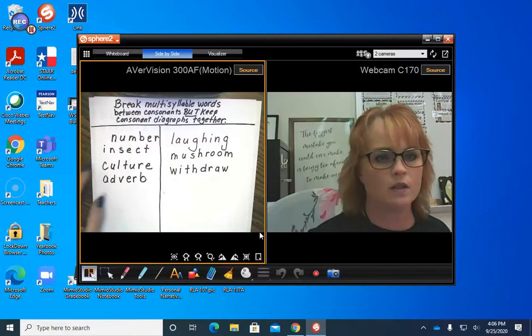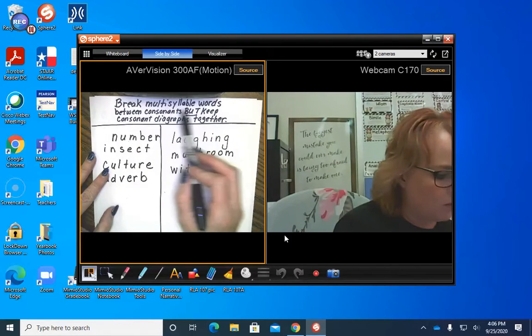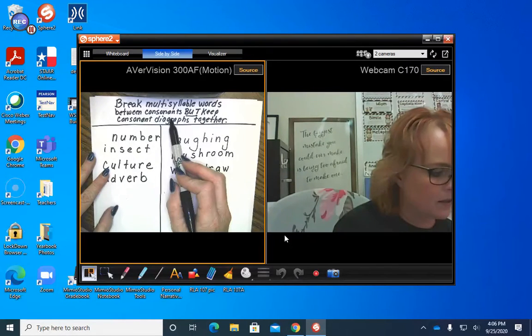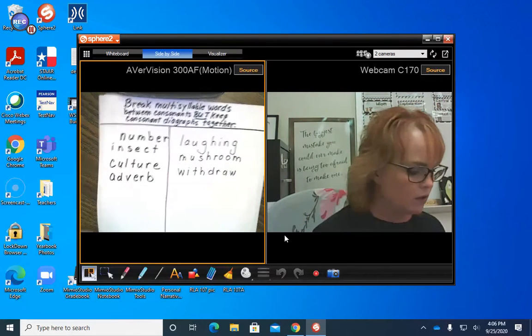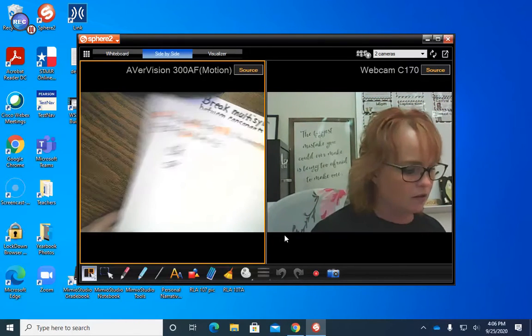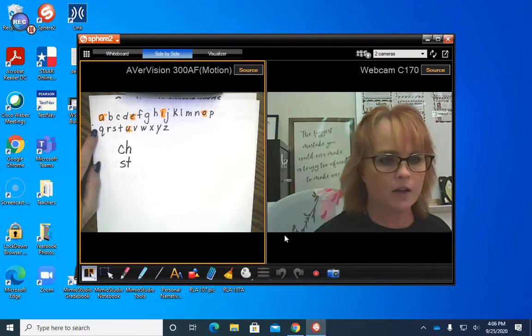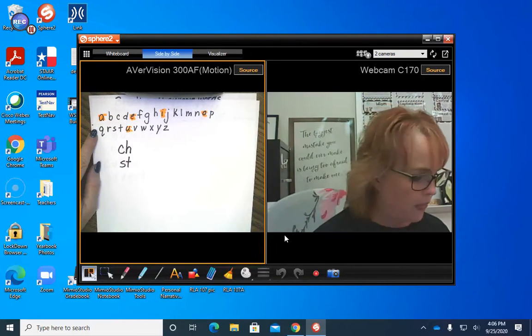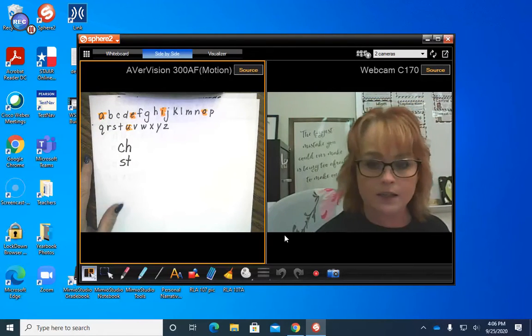Hi, boys and girls. Today we're going to talk about how to break multisyllable words between consonants, but keep the consonant digraphs together. So let's do a little reviewing first. So here's our alphabet. All the highlighted letters are what we call vowels. So anything that's not highlighted is what we would call a consonant.